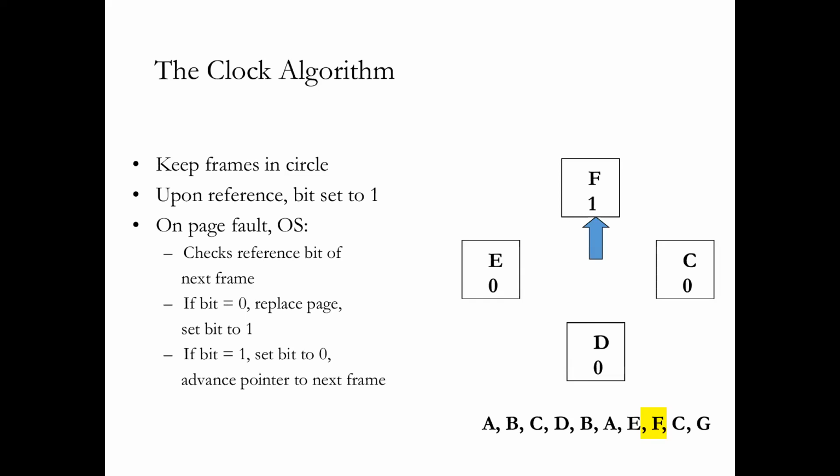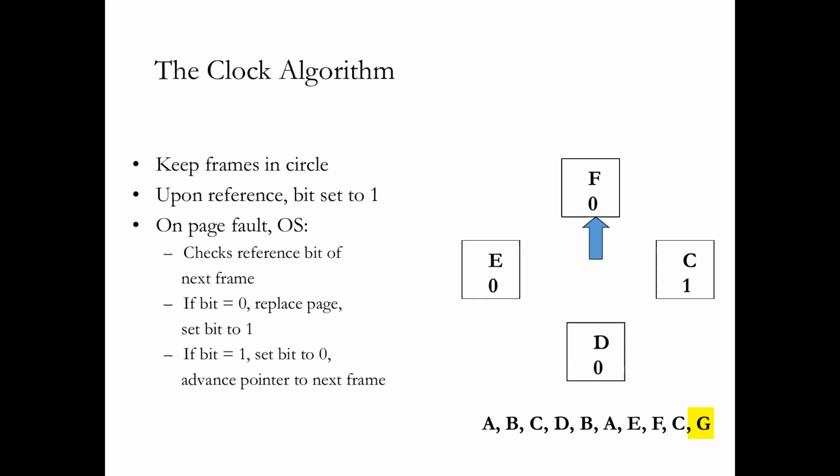Okay, then C. C has to be referenced. So C is not kicked out. You see, C was 0 because of the previous operation. But now because C was referenced, C is reset to 1. So we don't kick out C. In fact, we kind of reset the counter because page C was again accessed. So we cannot really kick it out, right?